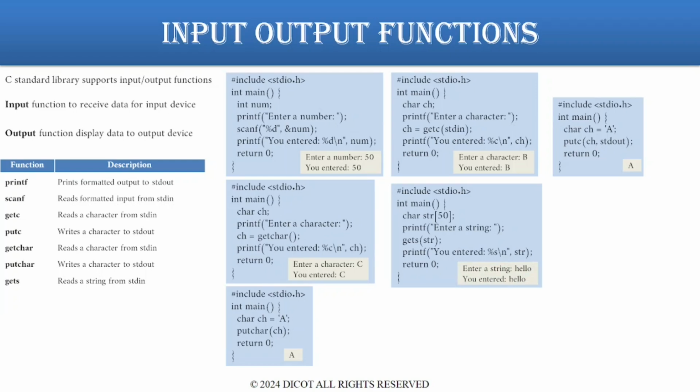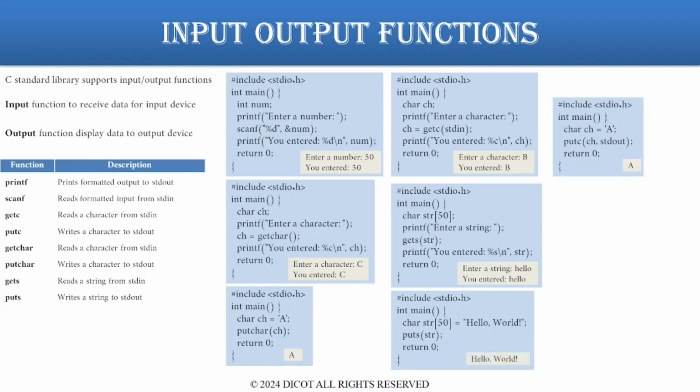puts writes a string to the standard output device. Example, str has been declared as an array of characters and has been initialized to hello world. The program displays it on the output device using the output function puts. Here the puts function receives one argument, the character array name that contains the string to be displayed. The output of this program is hello world with an exclamation.